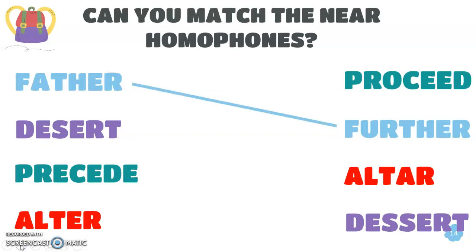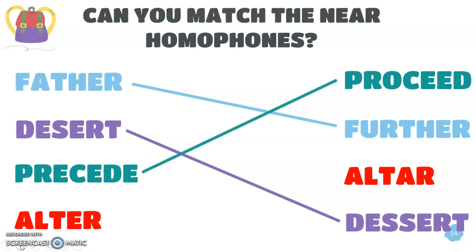We've got father and further. We know what a father is, and further is going further, it's going a longer way. Then we've got desert, which is where the sand is, and dessert, which is what we have after our main meal. They look similar, but they are very different words. It's that double S that makes the difference. Then we've got the green words, precede and proceed. They do sound similar. Precede is to go before, and proceed is to get started.